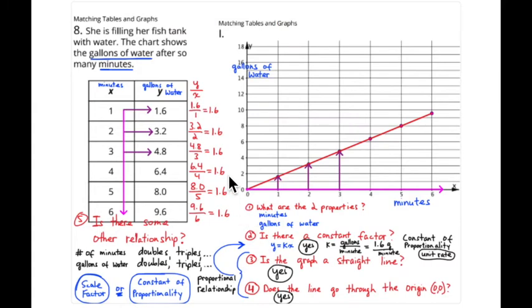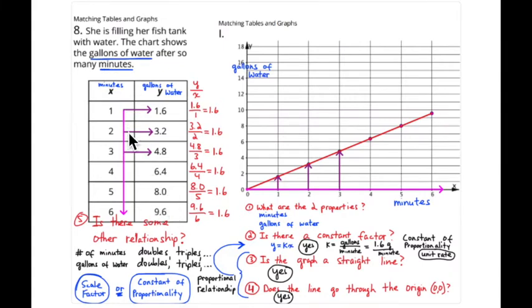And so is there a constant of proportionality? So you take Y and you divide it by X, and yes, there is. So it's 1 6/10 gallons of water per minute. It's 1 6/10 gallons of water times 2 for 2 minutes. 1 6/10 gallons of water times 3 for 3 minutes. 1 6/10 gallons of water times 4 for 4 minutes. And 1 6/10 gallons of water times 5 for 5 minutes, and so on.